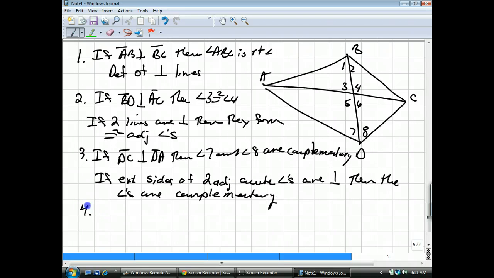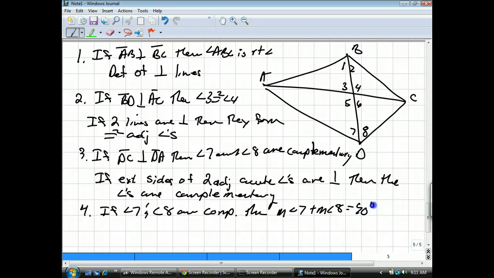Okay, number 4. If angle 7 and angle 8 are complementary, then measure of angle 7 plus measure of angle 8 must equal 90 degrees. What allows us to say that? Well, that's the definition of complementary angles. Number 5.